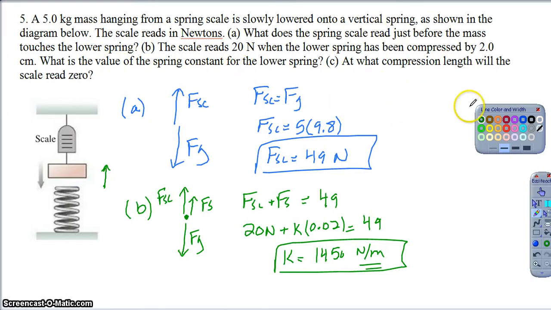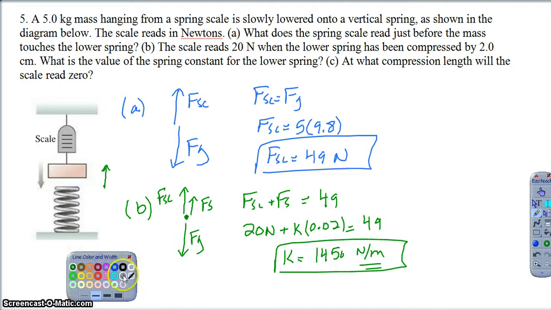And then finally for part C, at what compression will the scale read 0? Well, hopefully that's also pretty straightforward, right? The spring scale here is going to read 0 when the spring beneath it is supporting all of the weight due to gravity. So the scale force would read 0, right, when the spring force is pushing up enough to balance out the force of gravity. So now I need my spring force to equal the force of gravity.